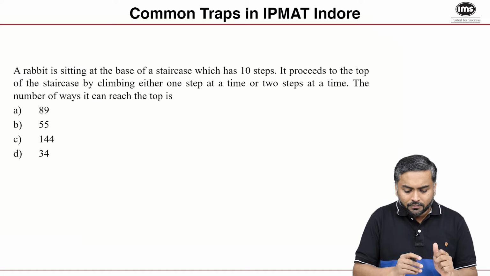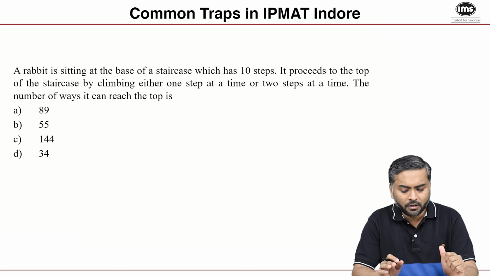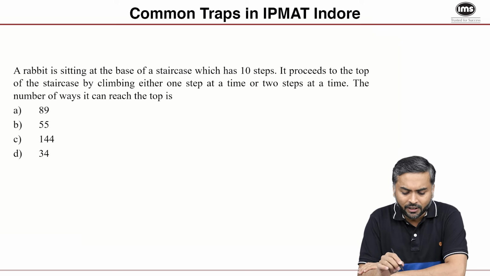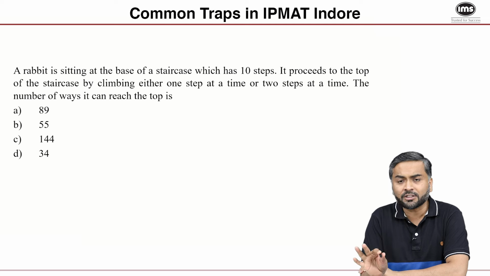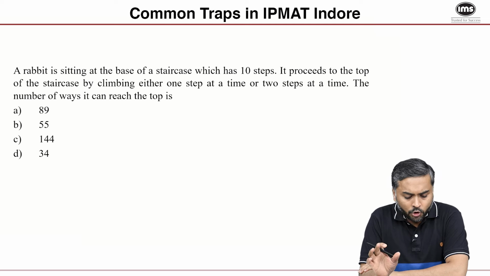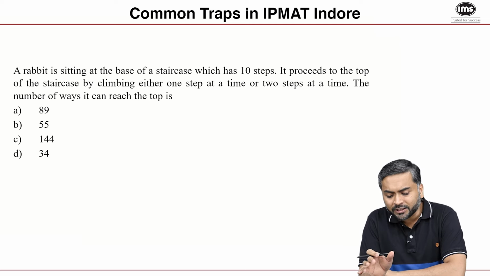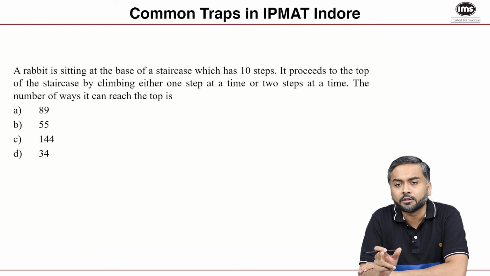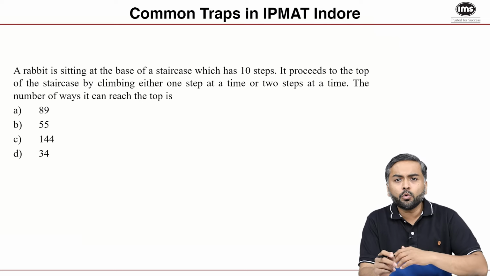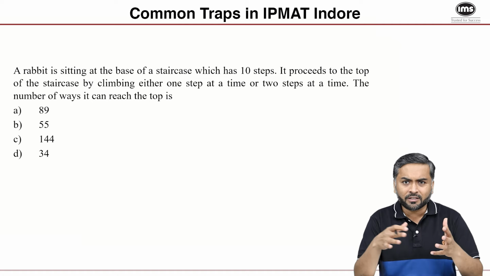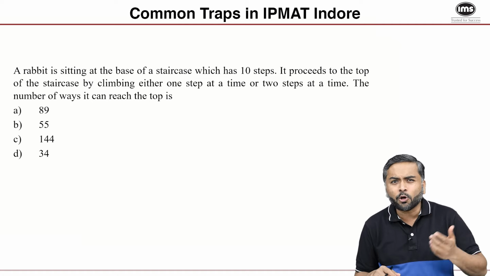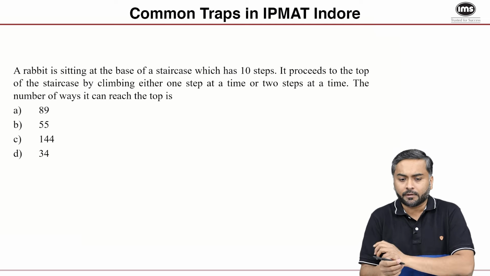If I look at the next question, this is the gem of a question, okay? A rabbit is sitting at the base of a staircase which has 10 steps. It proceeds to the top of the staircase by climbing either one step at a time or two steps at a time. The number of ways it can reach the top is. So I can do a lot of permutation combination and get it done, so many combinations I can write down. But then you need to apply your brain, how can you do it a little better?